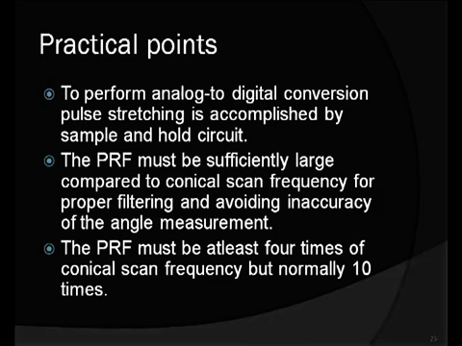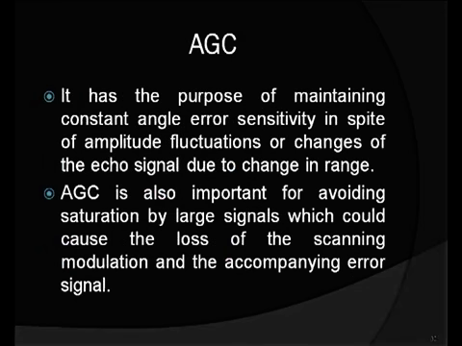The PRF must be sufficiently large compared to conical scan frequency for proper filtering and avoiding inaccuracy of the angle measurement. The PRF must be at least 4 times the conical scan frequency, but normally we go with 10 times the value. We normally go with AGC, that is automatic gain control.